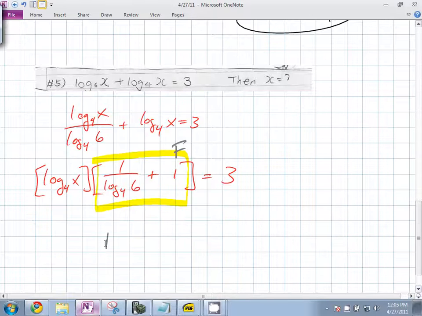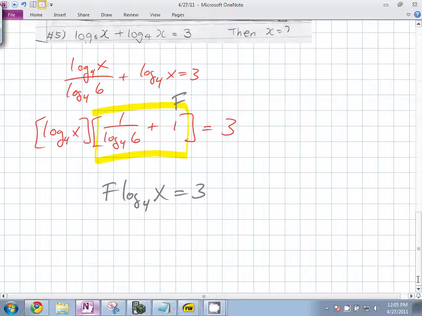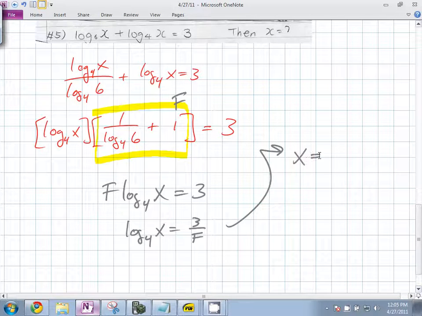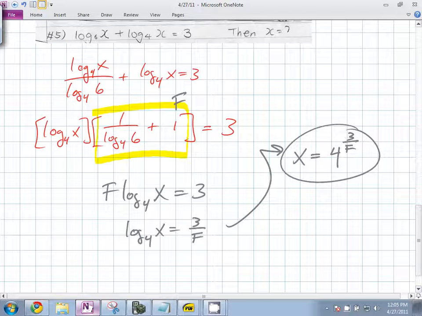So what do we have here? f log base 4 of x is equal to 3. What should I do to both sides? Yes. Log base 4 of x is equal to 3 over f. So can you tell me, what does x equal? Done. That's it. Please don't fail in the algebra section, if at all possible.